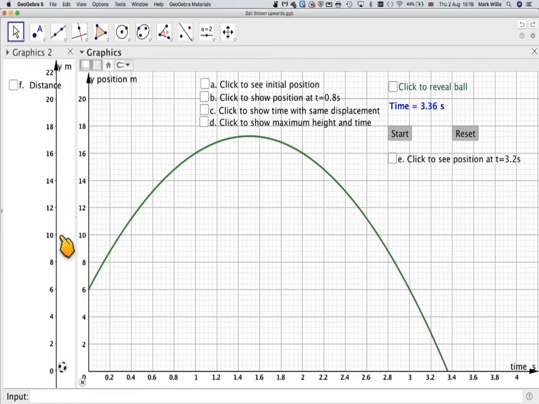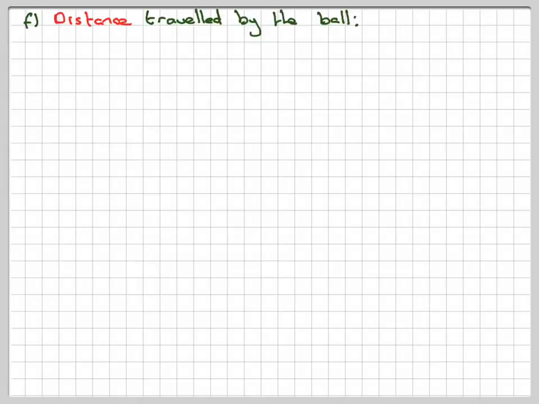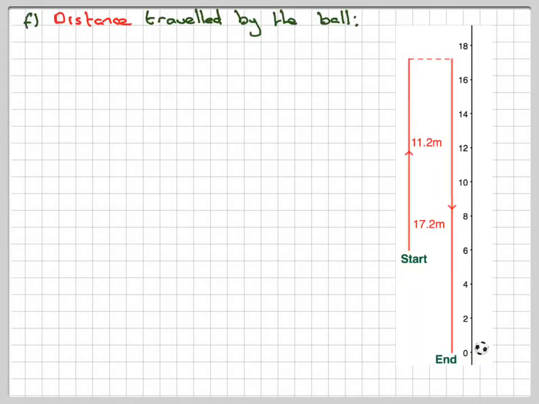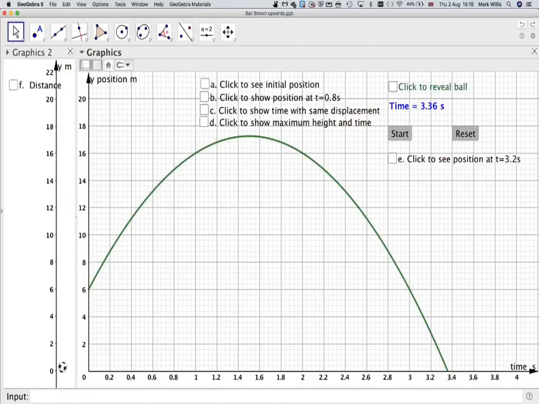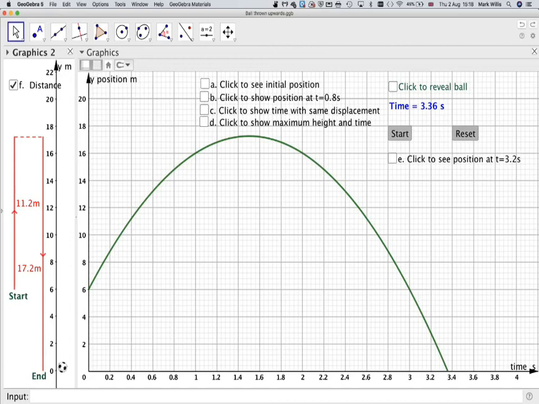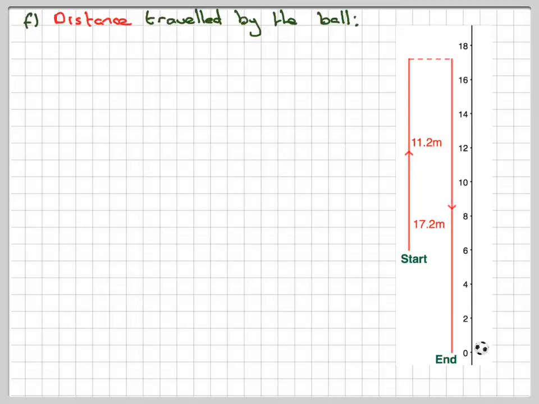The displacement is going to be minus 6. The total displacement is minus 6. But we want the total distance. So a little diagram here. It starts here. Sorry, to get that on the applet, you need to click over here on F. So it goes up 11.2 and then back down 17.2.